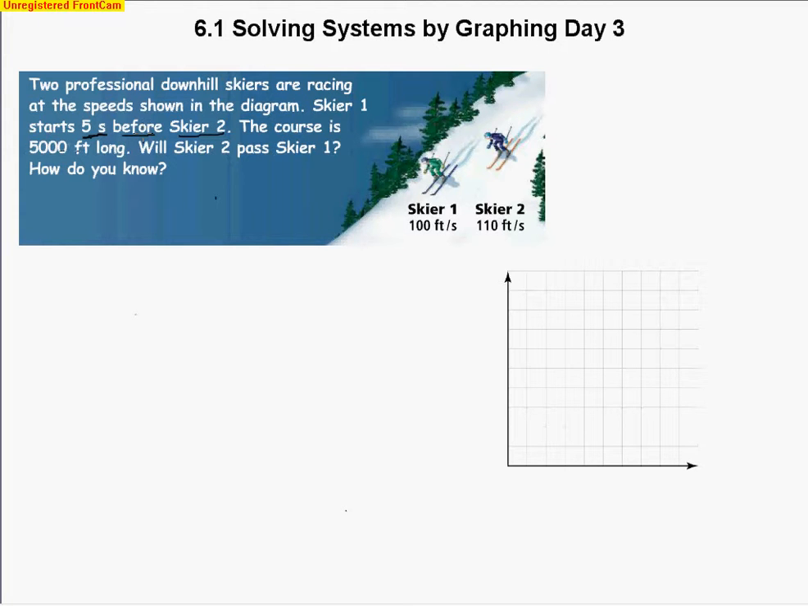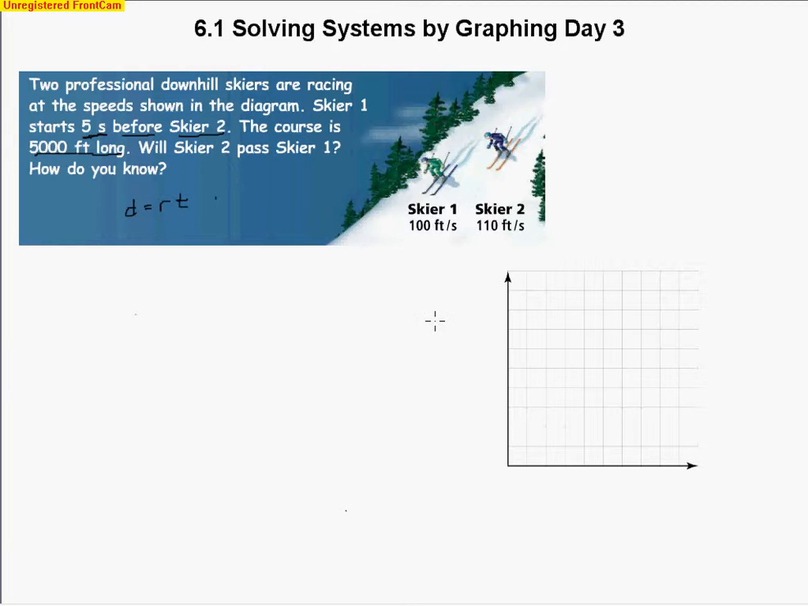It says the course is 5,000 feet long. And so it says, will skier 2 pass skier 1? We're going to answer that question of how we end up knowing. So let's start with a formula here. We're going to use this formula: distance equals rate times time. And so distance is our dependent variable. It depends on how long we're traveling at a certain rate.